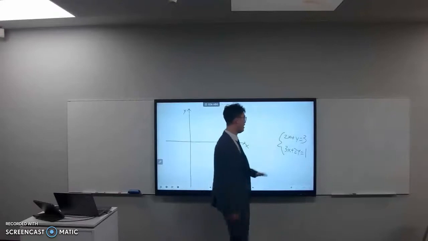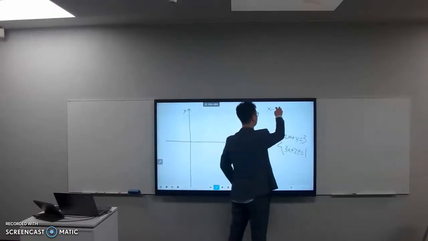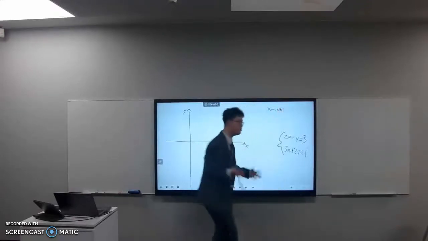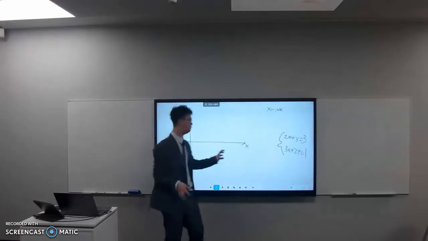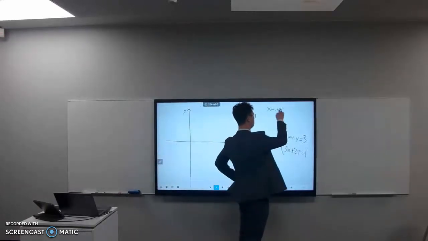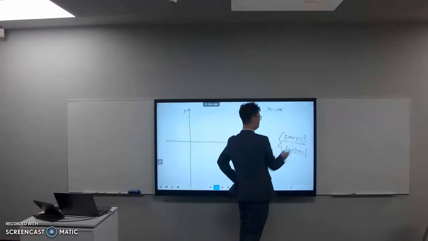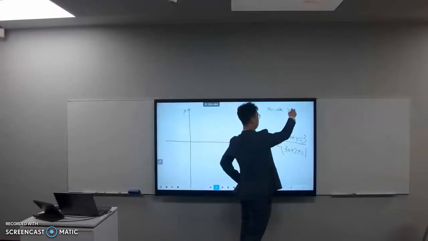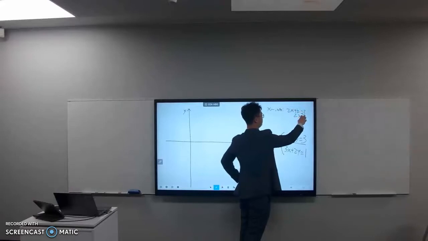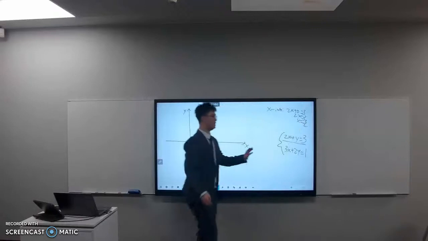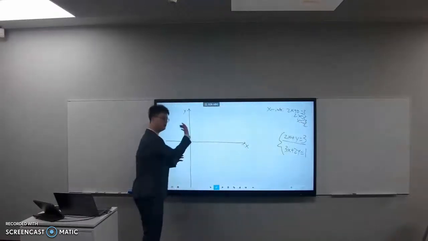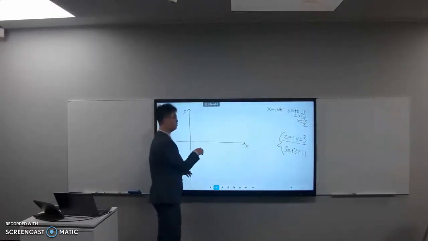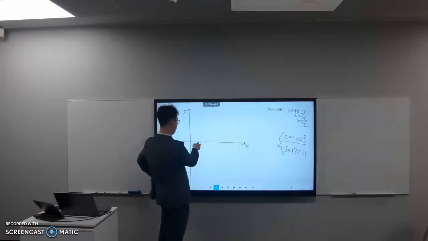So when we find the x-intercept, we set the y value to 0. So for the first one, it becomes 2x plus 0 is 3. 2x equals 3, x equals 3 on 2. That's the x-intercept for the first equation, first function. So we put a point here. Right?